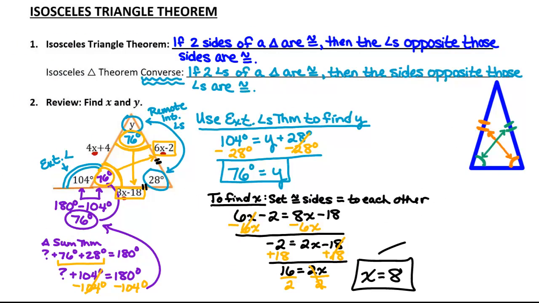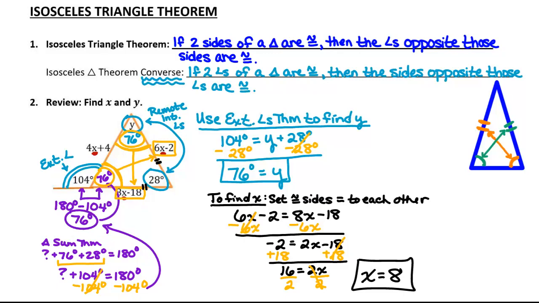We could not have done that if this was a scalene triangle. The only reason we were able to find x on this is because we had an isosceles triangle, so that we knew that two sides had to be congruent to each other. That allowed me to set those expressions equal and to solve for x. We don't use 4x plus 4 unless we're trying to figure out how big that side is. It is not one of the congruent sides, so I didn't use it in my equation.